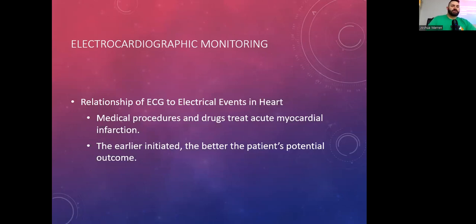So more relationship to the EKG and electrical events. Medical procedures and drugs used to treat myocardial infarctions, they've all come to the same realization. All the studies point to the earlier the initiation of the treatment, the better the patient's potential outcome. So what does that mean for you, paramedic student? That when you get on scene, take them to the hospital, don't be playing around.